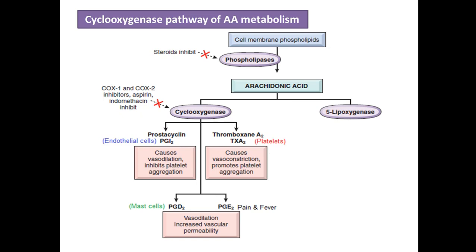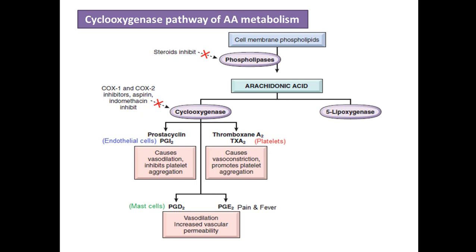Now, first, we come to the cyclooxygenase pathway, the COX pathway, in which the enzyme cyclooxygenase acts on arachidonic acid and gives rise to prostaglandins and thromboxane A2. There are drugs like aspirin, indomethacin, and other non-steroidal anti-inflammatory agents that inhibit the enzyme cyclooxygenase, and we use these drugs for pain, fever, and other conditions. In the endothelial cells, the cyclooxygenase enzyme converts arachidonic acid into prostaglandins, particularly PGI2, also known as prostacyclin. Prostacyclin causes vasodilation and inhibits platelet aggregation. So we say that it induces inflammation, but it inhibits blood clotting.